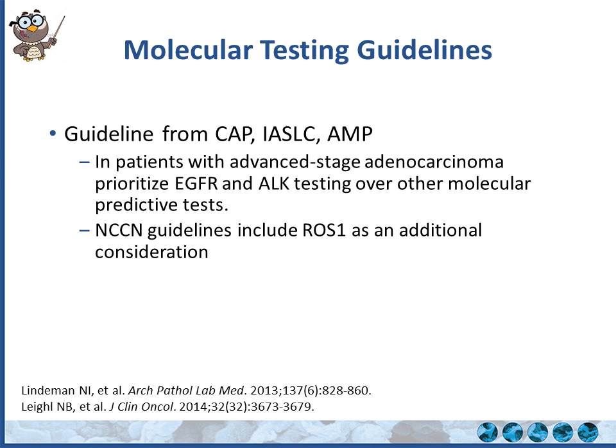Okay, so molecular testing guidelines, as I mentioned. The guidelines from the CAP, the IASLC, and the AMP, which is the Association of Molecular Pathology, is that advanced stage adenocarcinoma prioritize EGFR and ALK testing. They encourage testing, encourage is exactly how they say it, on any stage of lung adenocarcinoma. But it's only strongly recommended in advanced stage. As I mentioned, the NCCN guidelines also recommend ROS1 as an additional consideration.